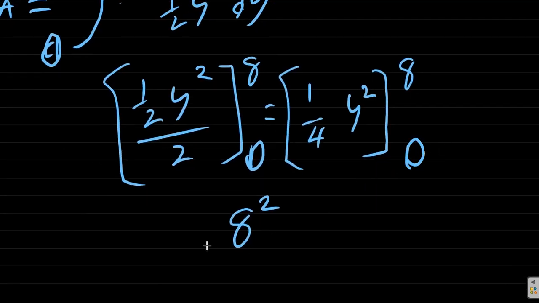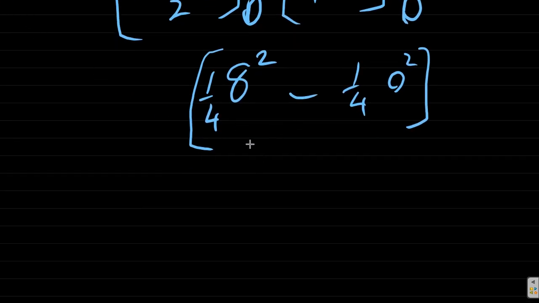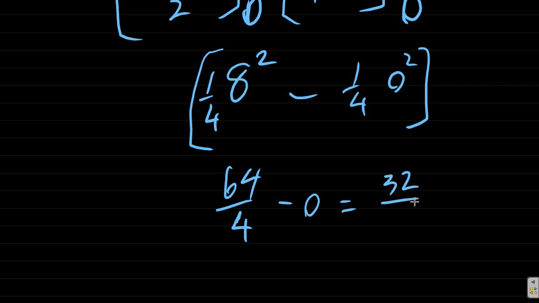So we have a quarter y squared is 8 squared minus a quarter 0 squared. Alright, that's what we have. Now 8 squared is 64, so it's 64 over 4 minus 0 squared is 0, 0 times a quarter, 0. Right? So we can cancel down. 2 into 64 goes 32 over 2 into 4, 2. 2 into 2, 1, 2 into 32, 16. So we get 16 square units again.